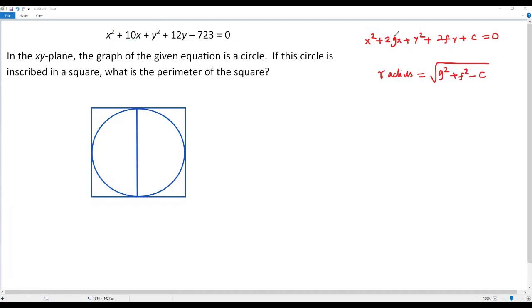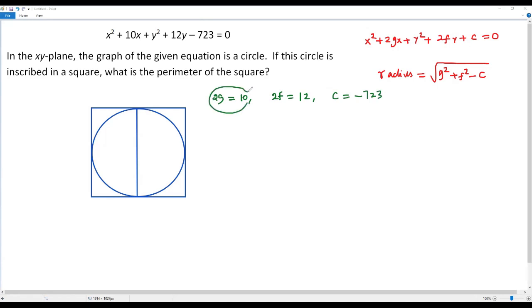Here the coefficient of x is 2g. In the given equation, the coefficient of x is 10. Then we get 2g = 10. And here the coefficient of y is 2f. In the given equation, the coefficient of y is 12. And here the constant term is c. In the given equation, the constant term is −723.